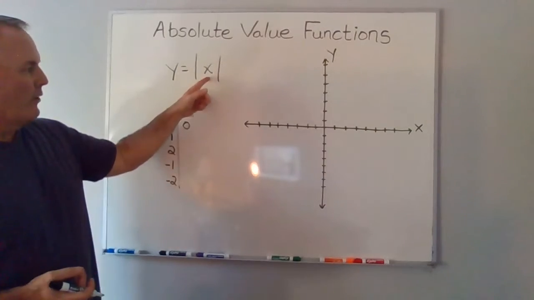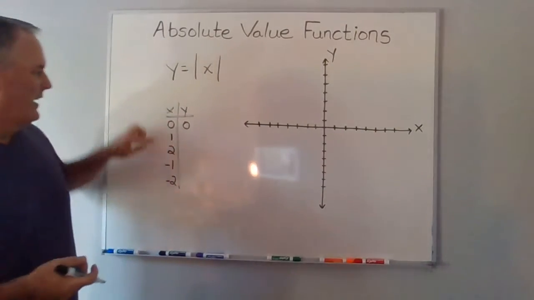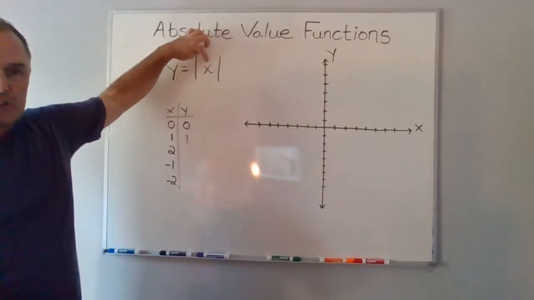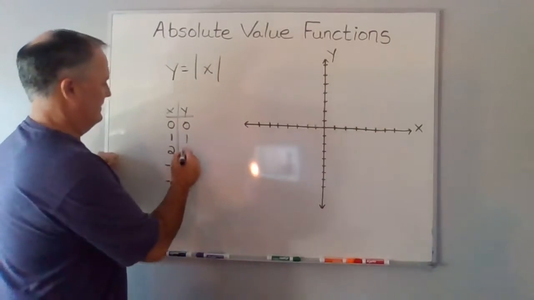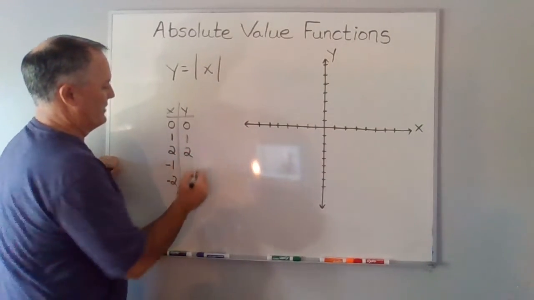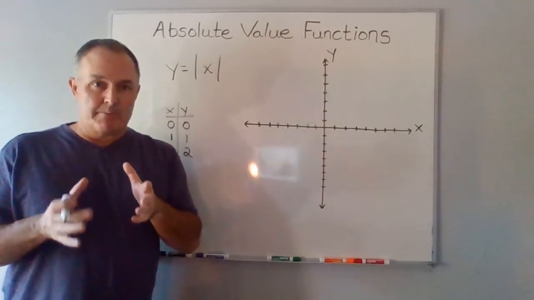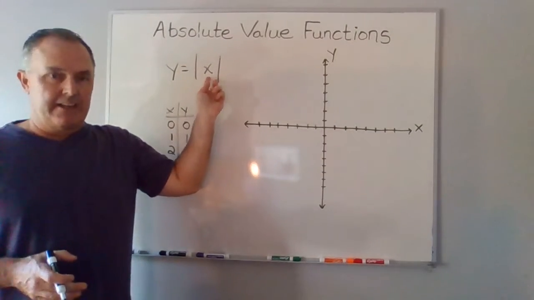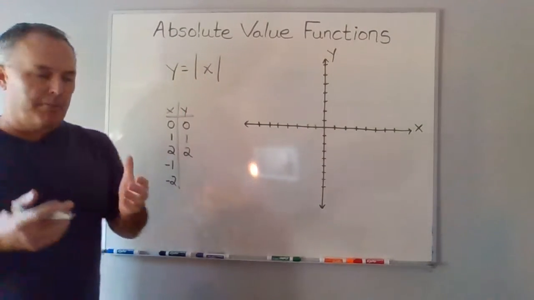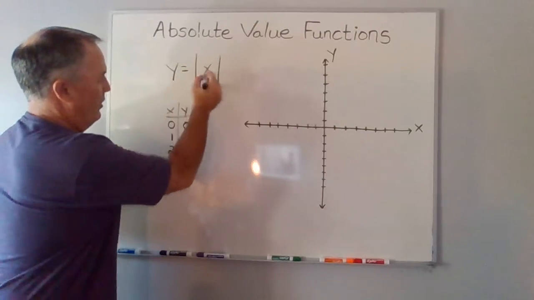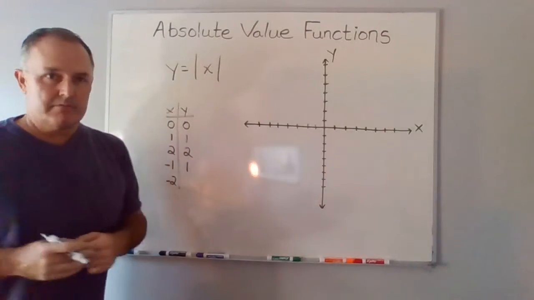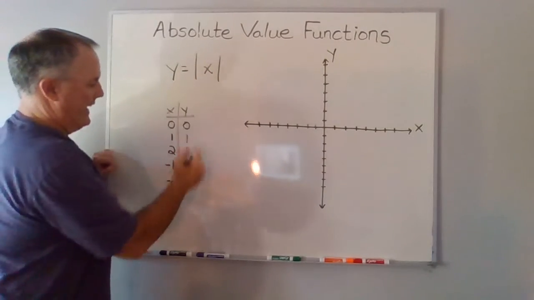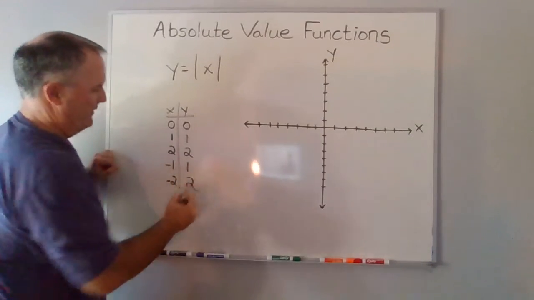So let's plug these into our equation and see what our outputs will actually be. If I plug 1 in, nothing changes. Y would be 1. If I plug 2 in, nothing changes. Y would actually be 2. Now, here's where the absolute value comes into effect. If I plug in a -1, even though it's a negative on the inside, these lines make that negative become a positive. So if I plug -1 in, y is going to be equal to a positive 1. Same thing for -2. If I plug a -2 in, the absolute value lines make that now a positive 2.